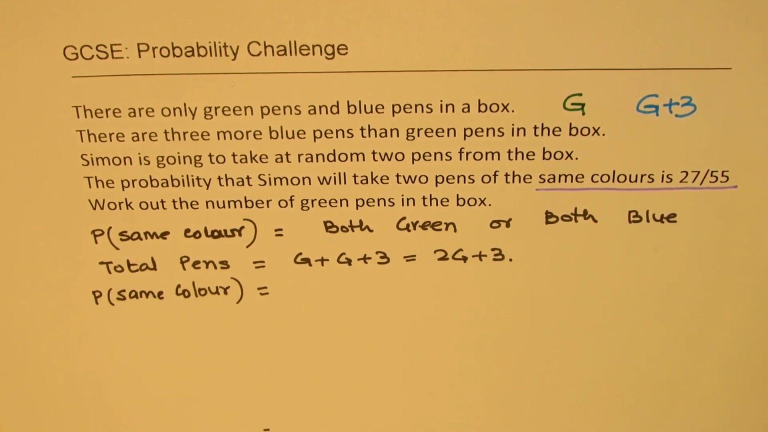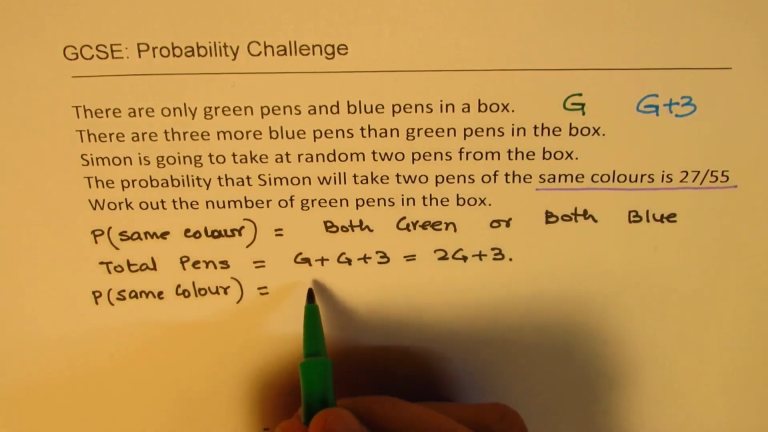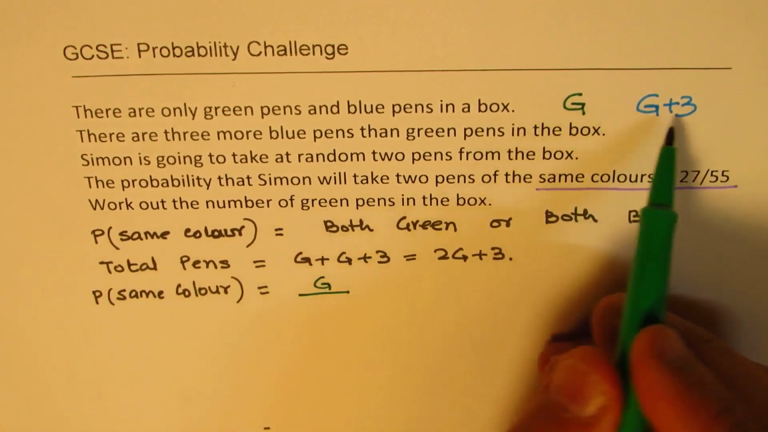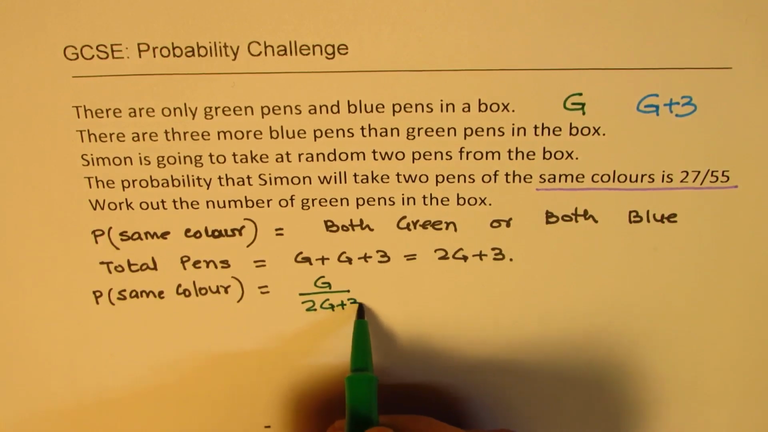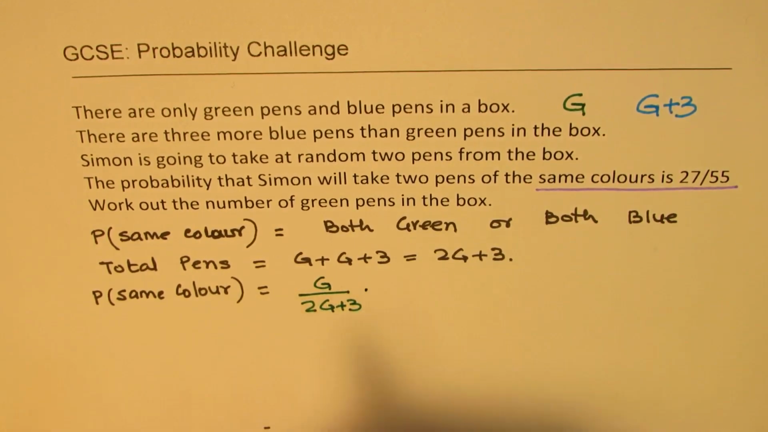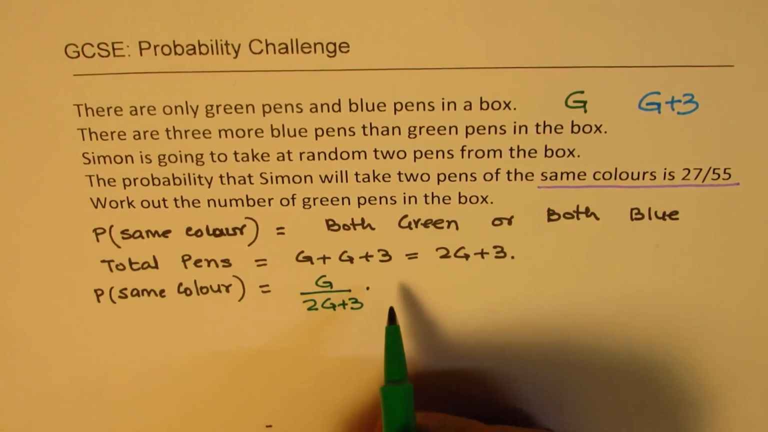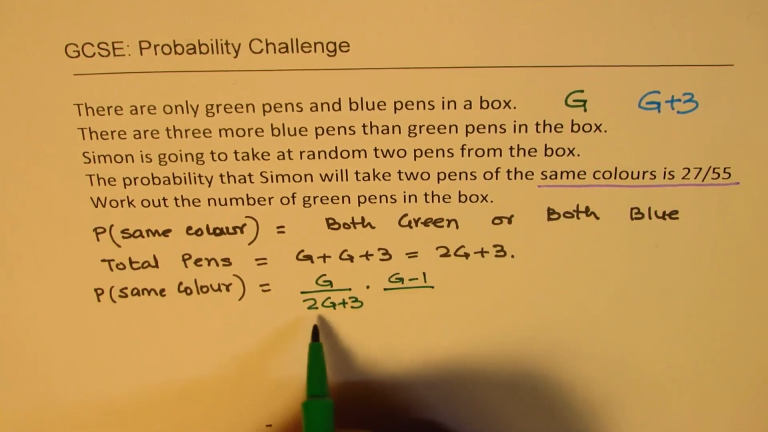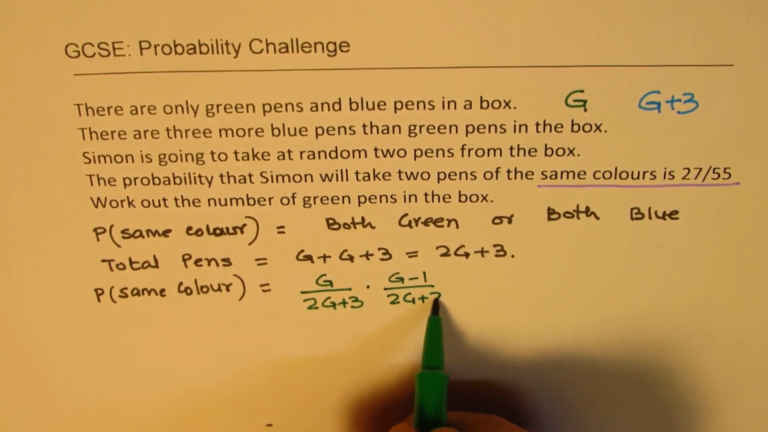That's what it means. So first is green. There are G greens, right? So that means the probability will be G divided by total. Total will be 2G plus 3. Now, picking up green first will be this probability. Once a green pen is picked, there is one less green pen. So the probability now reduces to G minus 1. The total also reduces by 1. So it becomes 2G plus 2, right?